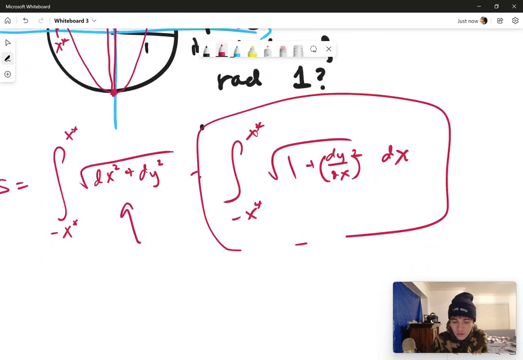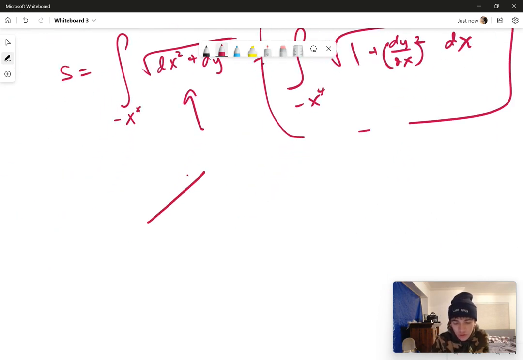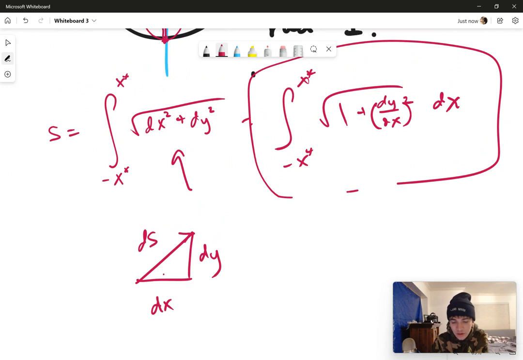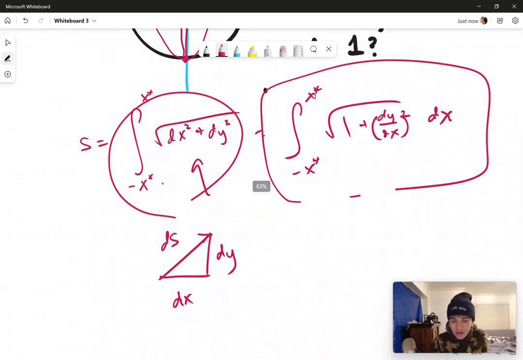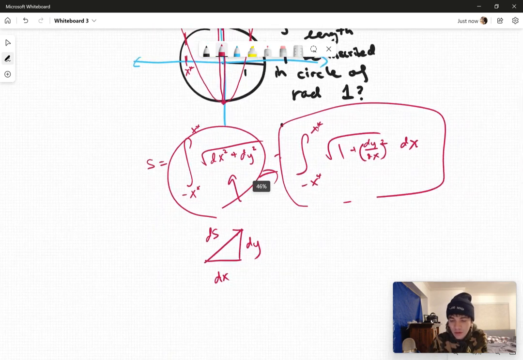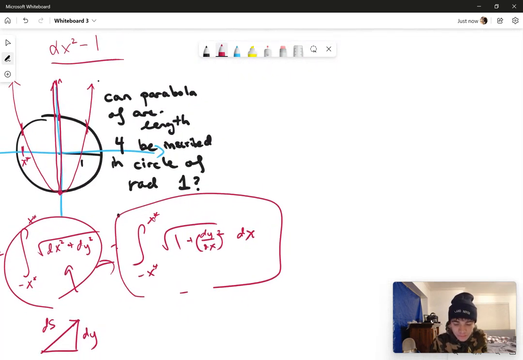just a local version of arc length where we have like a ds. Here's dx and here's dy. And so we've simply integrated the arc length as the square root of dx squared plus dy squared, and then factoring out a dx, we get the formula that people are more familiar with.